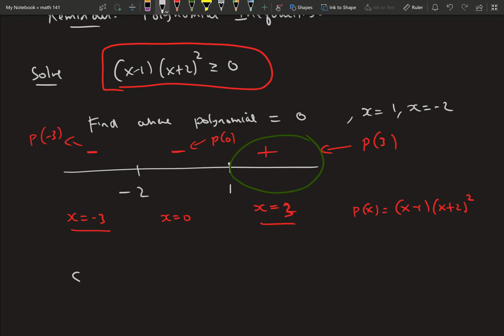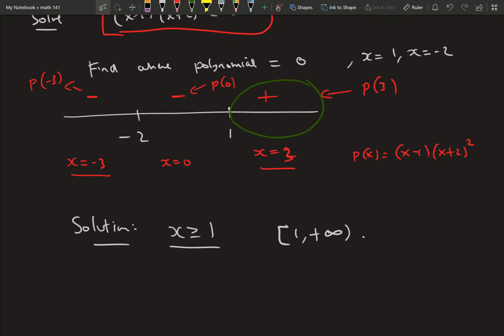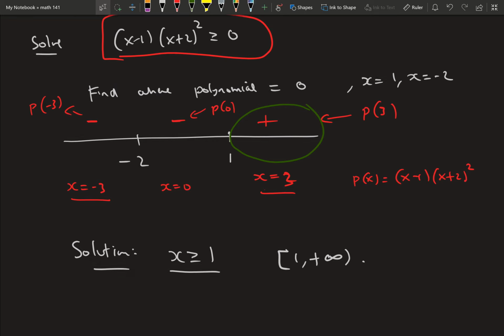So hence our solution is this occurs when x is at least 1. Right? Because we got the positive region in that interval. So our solution then is 1 to positive infinity. Okay? So this is the method for solving inequalities for polynomials, and it's essentially the same for rational equations.